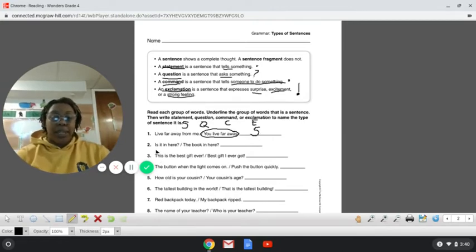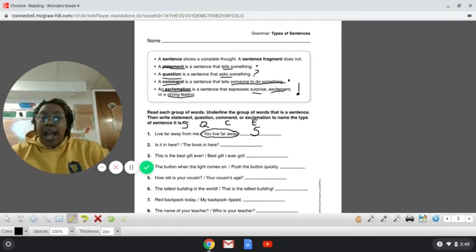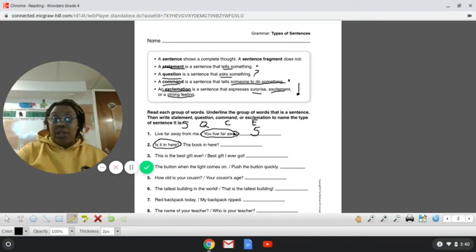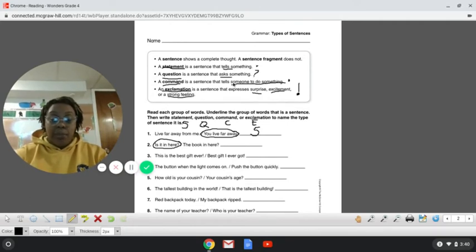All right, number two. "It is in here." "Is it in here?" "The book in here." Which one is a full, complete thought that actually makes sense? It's going to be, is it in here? So they're asking me about something. So I know that they are looking for something. So are they telling me something? Are they asking me something? Are they telling me to do something? Or are they showing great surprise or excitement? They are asking me something. And I know that, look, there's a question mark. So whenever I see a question mark, I know that this is going to be a question sentence.